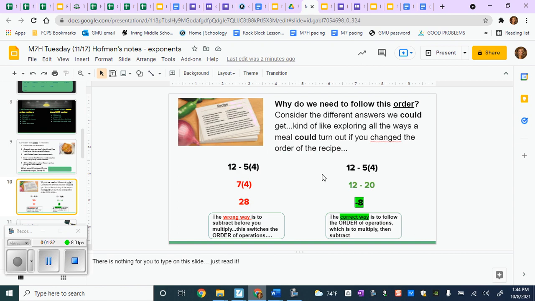Look at this example right here. This shows two potential ways to simplify an expression. One of them is wrong, one of them is right. Over here to the left, the wrong way would be if you subtract first, then multiply. So 12 minus 5 is 7, then 7 times 4 is 28. This is wrong because you went out of the order of operations. Now in PEMDAS, you learned that you're supposed to multiply first. So over here, the 5 times 4 goes first, which is 20. And now 12 minus that 20 would be a negative 8. So we're going to follow the order of operations, and yes, you can use your calculator for this stuff.